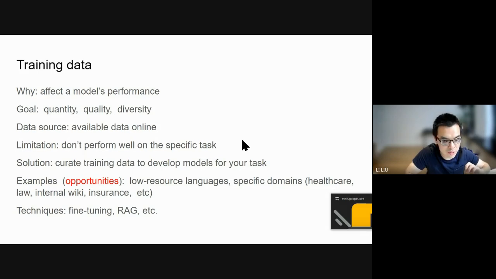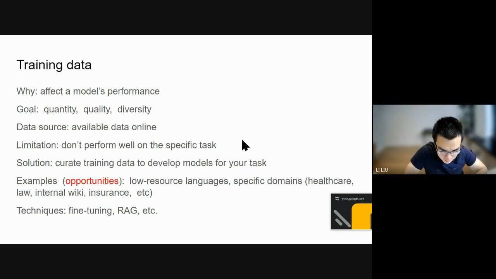For example, if you want the model to understand information that is only available in your internal company documentation, then that would not be helpful. So the solution usually would be to curate the training data to develop models for a task.